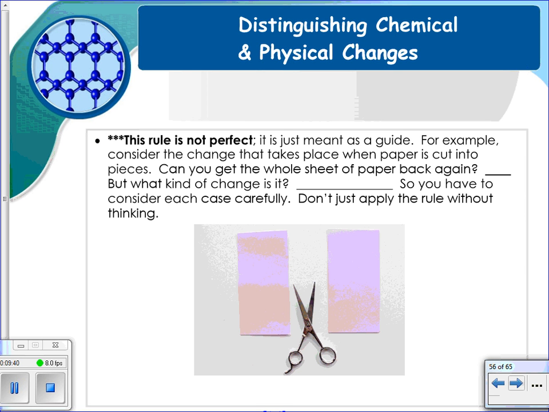But you want to be careful with this. It's not perfect. For example, if you consider the change that takes place when paper is cut into pieces, can you get the whole sheet back? No. But what kind of change is it? It's still physical. So we use that just as a rule of thumb, not the rule.